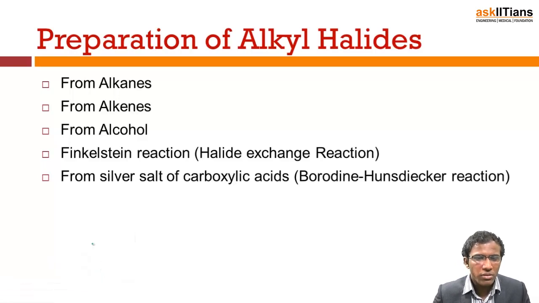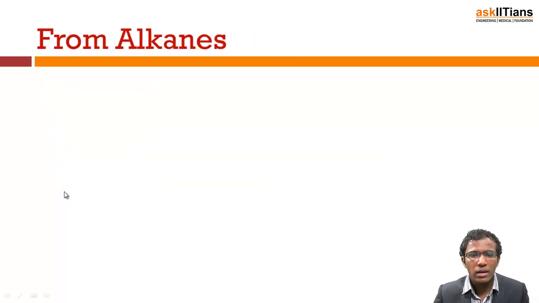Here I am showing some of the ways. One is from alkanes, another is from alkenes, and from alcohols also you can prepare alkyl halides. And there are two named reactions which are very important regarding alkyl halides. One is the Finkelstein reaction, also known as the halide exchange reaction, and the other is from silver salts of carboxylic acids, known as the Borodin-Hunsdiecker reaction. So these are the 5 methods of preparation, out of which these two named reactions are important. Let's see how we can prepare from alkanes first.